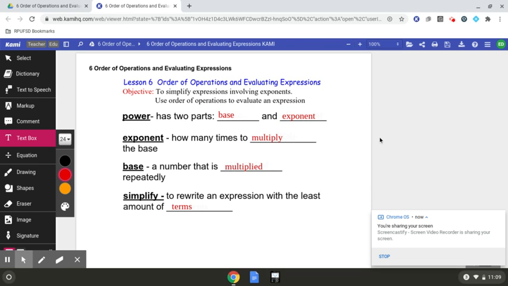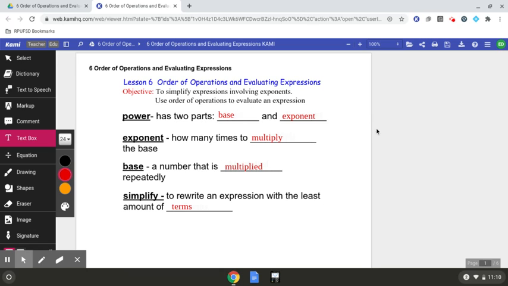Okay, so this is lesson 6, order of operations and evaluating expressions. By the end of this lesson, we're going to learn to simplify expressions involving exponents, parentheses, multiplication, division, addition, and subtraction. And we are also going to learn how to use the order of operations to evaluate an expression.